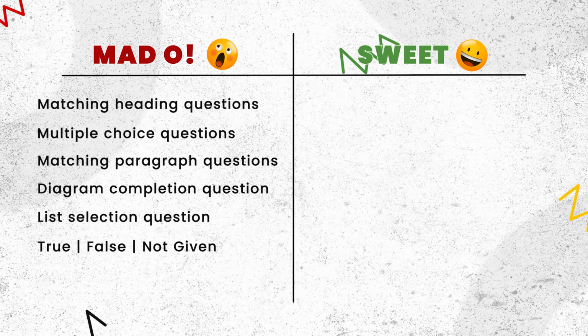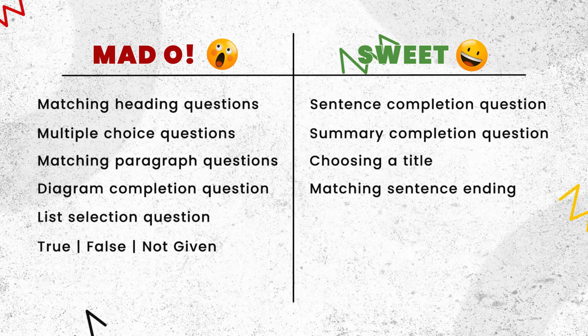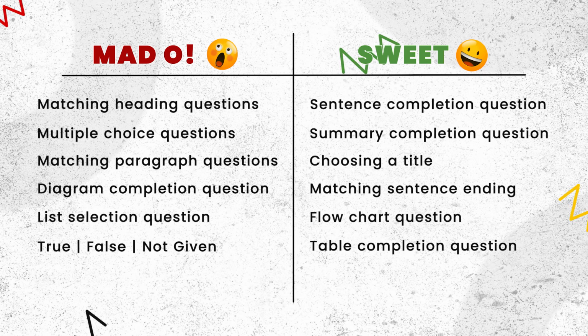First, summary completion questions. Oh, sorry, I think the first thing I said was sentence completion questions. So let's start from there. Sentence completion questions. Secondly, summary completion questions. Thirdly, choosing a title. The fourth one is matching sentence ending questions. The fifth one is, as you can see, flowchart questions. And the last one is table completion questions.